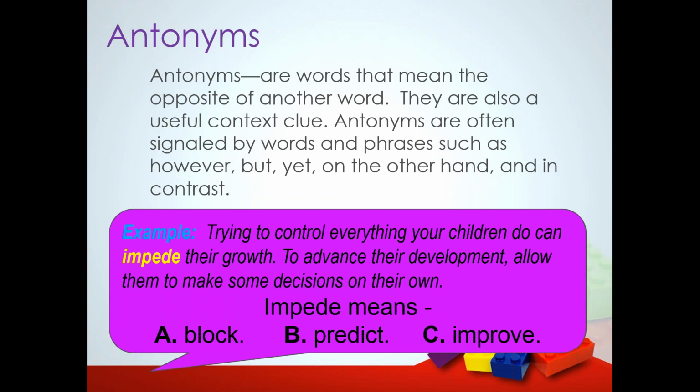So here's the example: trying to control everything your children do can impede their growth, to advance their development. So instead of impeding, the opposite would be advance. So the opposite of advancing would be to stop, to halt, to block it.